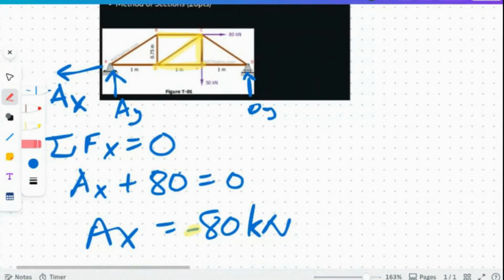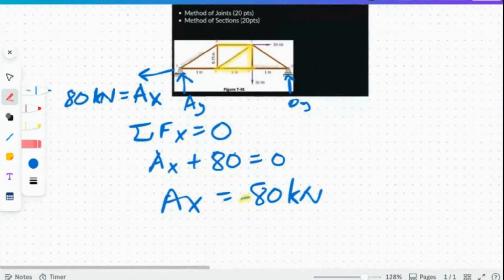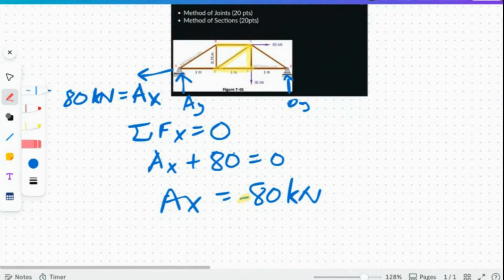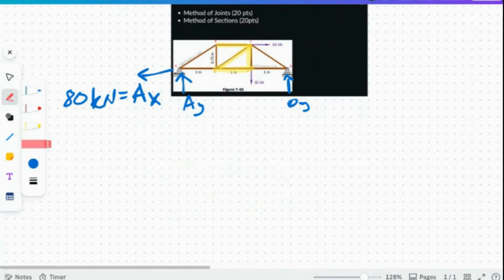So make sure that when you change the arrow direction, you also change the sign of your magnitude. So now it just becomes positive 80 kilonewtons. Don't change the direction and then forget to change the sign, or you will have an error.